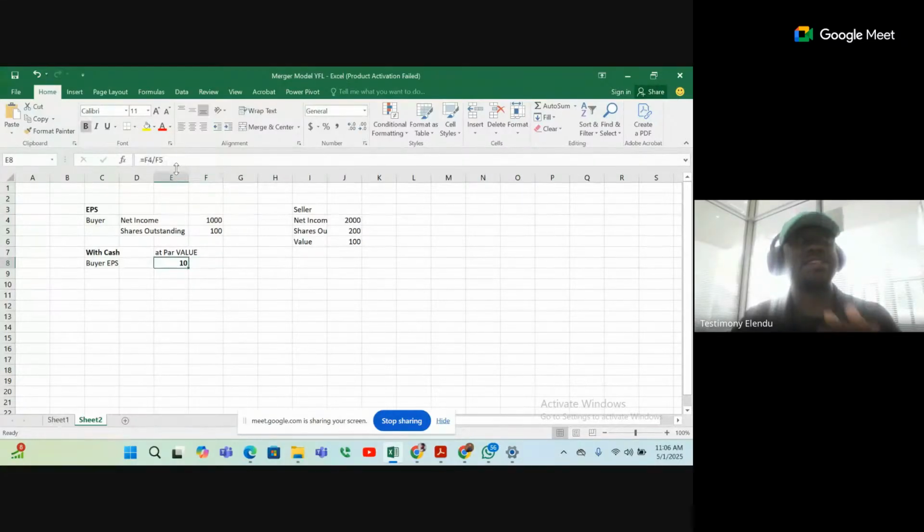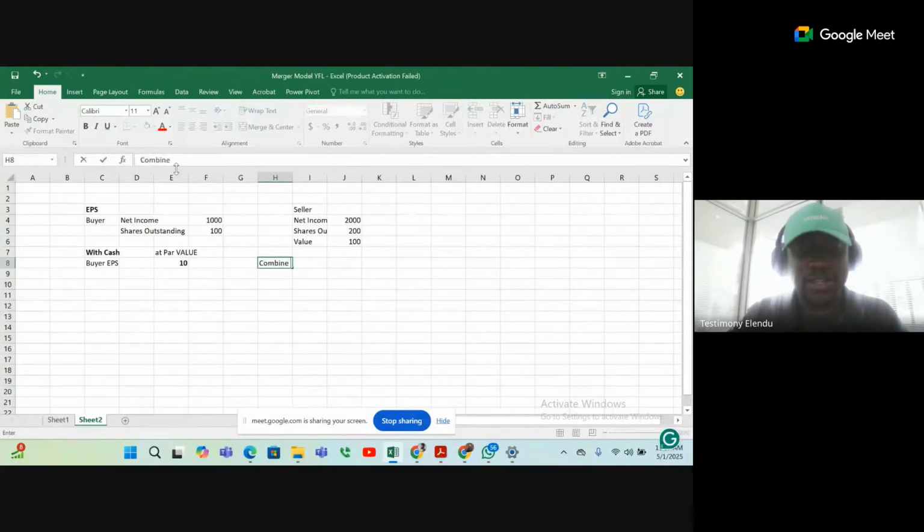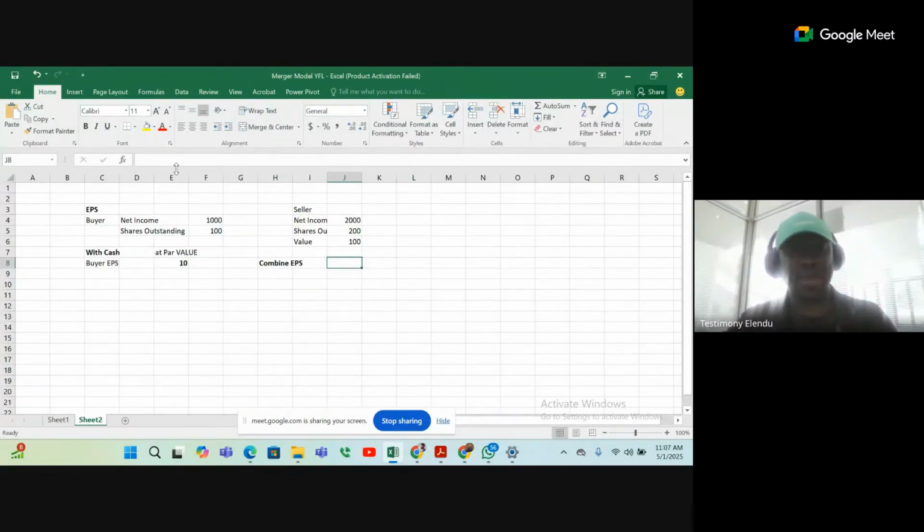This is essentially what a merger model is based on. Buyer's EPS is 10, which is earnings divided by shares outstanding. We compare this buyer's EPS to the combined EPS. The implication of that, in simple terms, is that the amount I'm earning from my own share should be lower than what I should be earning when we are combined together for the deal to make sense to me. That's essentially what it means in simple terms.